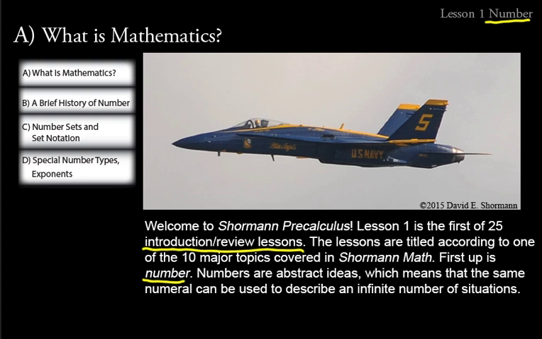And something about numbers: numbers are abstract ideas, and that means the same numeral can be used to describe an infinite number of situations. Numerals are the symbols we use to describe numbers, like this number 5 on the U.S. Navy Blue Angel aircraft.